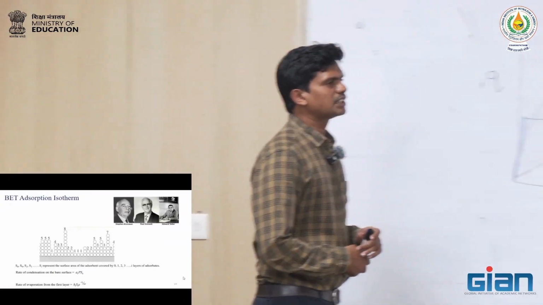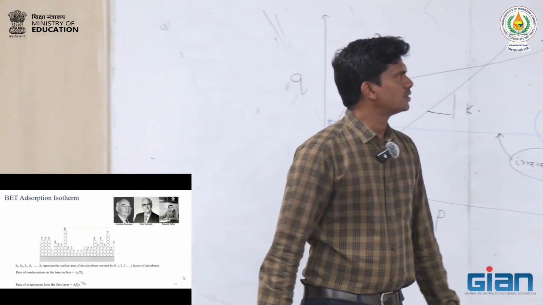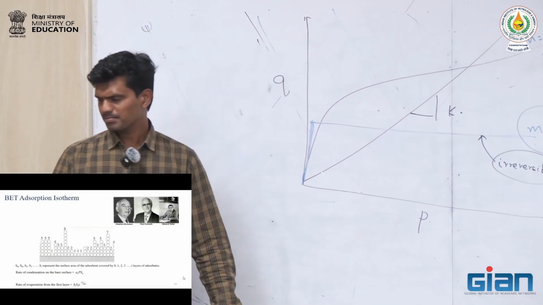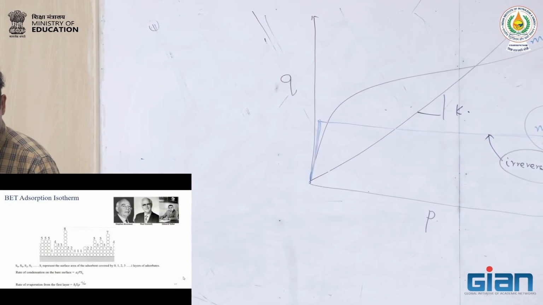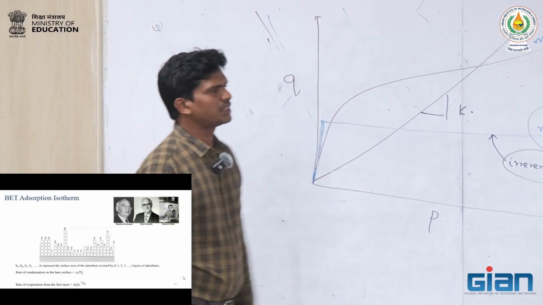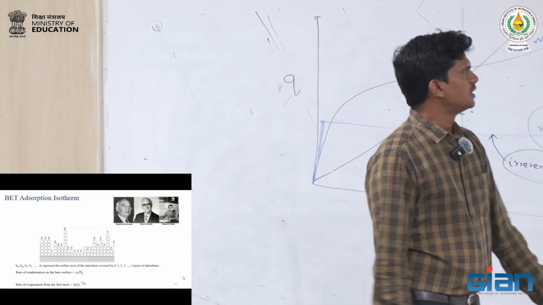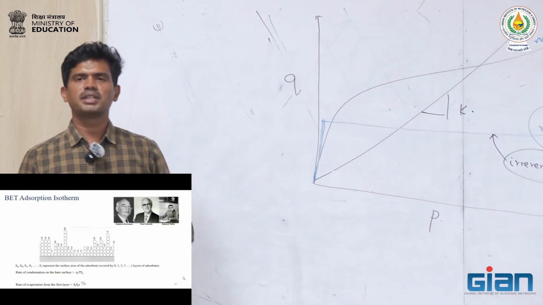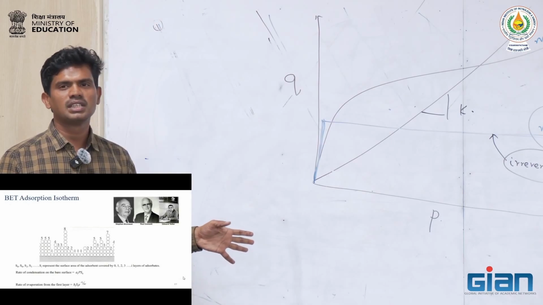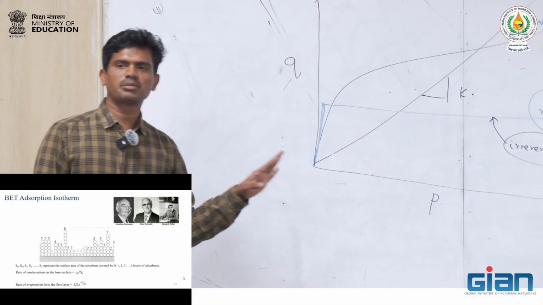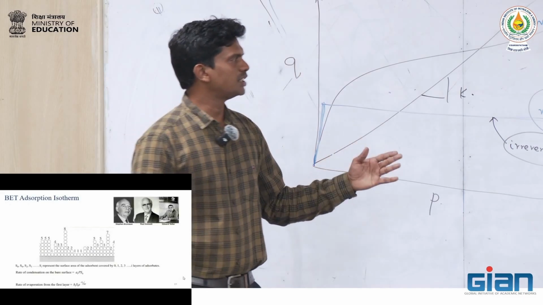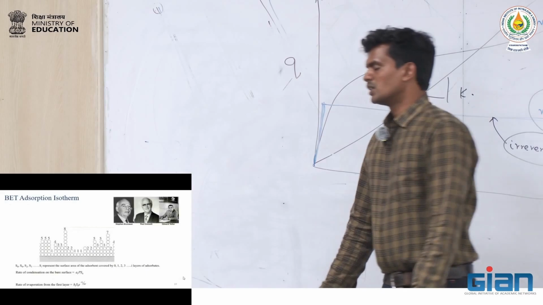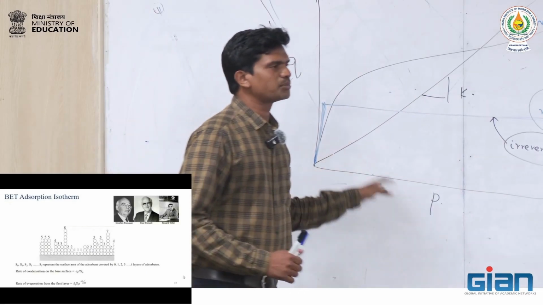Okay, so the next one is the BET adsorption isotherm. Here we have three others. The BET adsorption isotherm was actually started by Professor Brunauer. Professor Brunauer built the BET adsorption isotherm on the basis of the Langmuir adsorption isotherm. It follows all the assumptions of the Langmuir adsorption isotherm, but it also allows multi-layer adsorption. In his assumptions, everything else is the same.